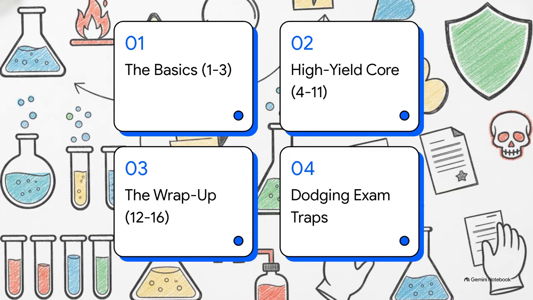Thankfully, the SDS organizes this crucial information across 16 standardized sections. To make learning this stuff actually efficient and relieve some of your cognitive load, we're going to break it down into 4 logical blocks: the basics, the high-yield core, the wrap-up, and finally, dodging exam traps. Let's get right into it.